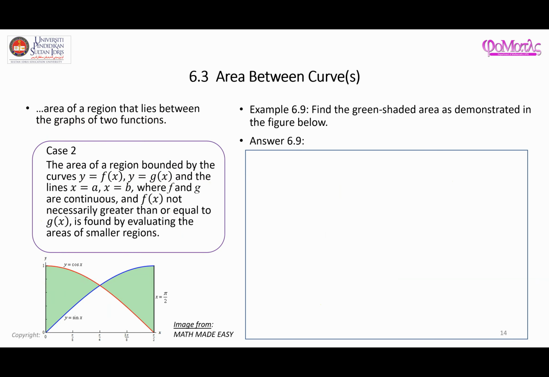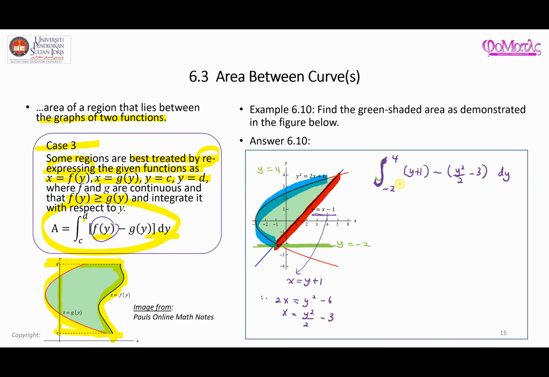Next, we can simplify what we have inside here. That becomes, with limits 4 and negative 2, y minus y squared over 2, plus 1 minus negative 3, so plus 1 plus 3, which is plus 4. I'm just simplifying the expression inside here. Next, I'm going to integrate that, and you will get y squared over 2 minus y cubed over 6 plus 4y, evaluated at 4 and negative 2.